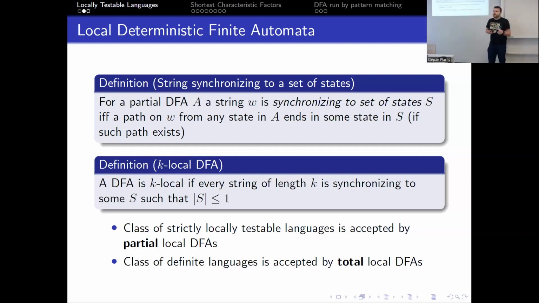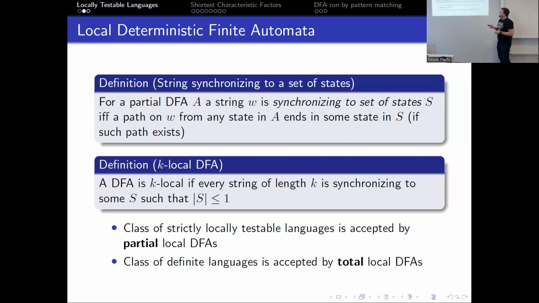So we are saying that a string is synchronizing to some certain set if every path, if that path exists, ends in that certain subset of states. Then we are saying that an automaton is local or k-local if every single string of length at least k or longer is synchronizing to a set of size at most one, which means that any path will either fail or end in some specific state.